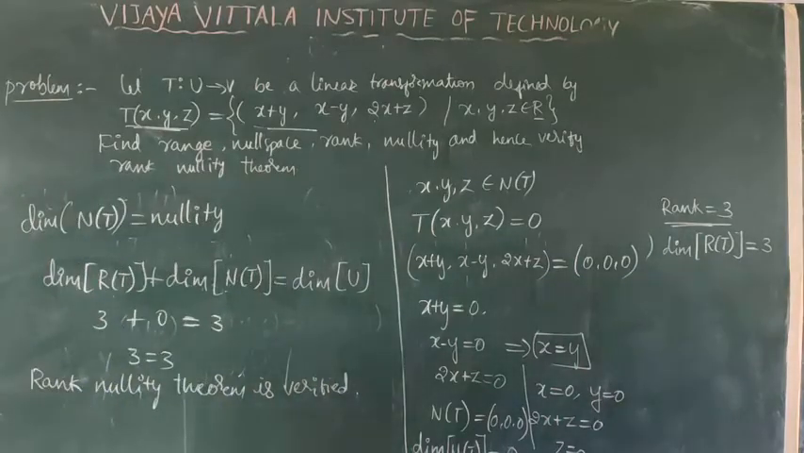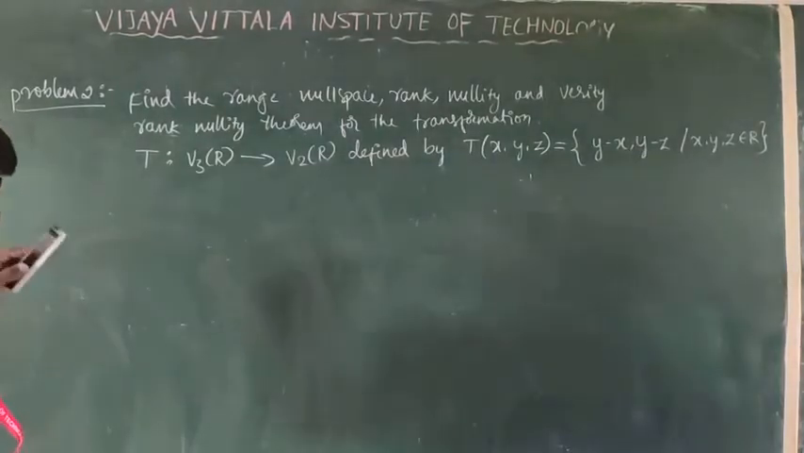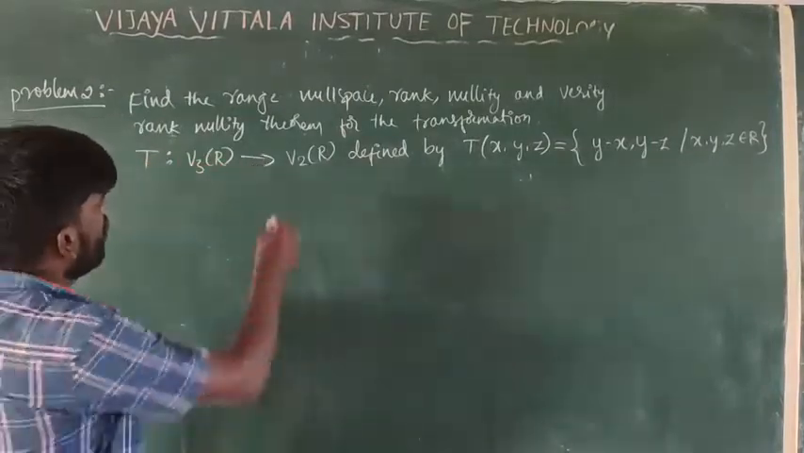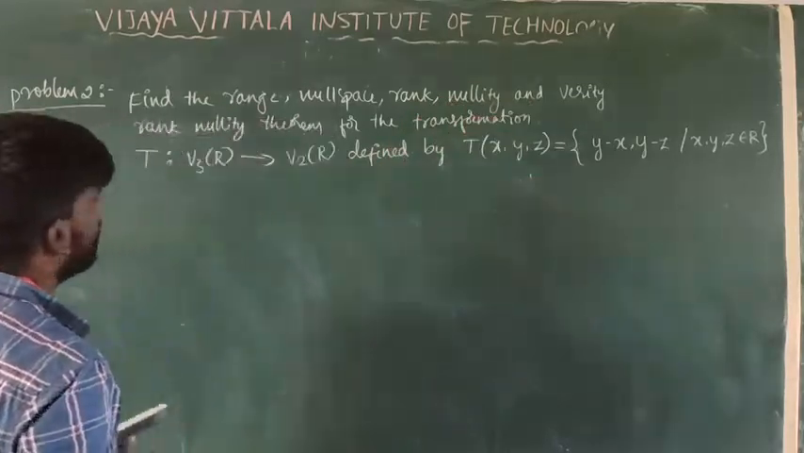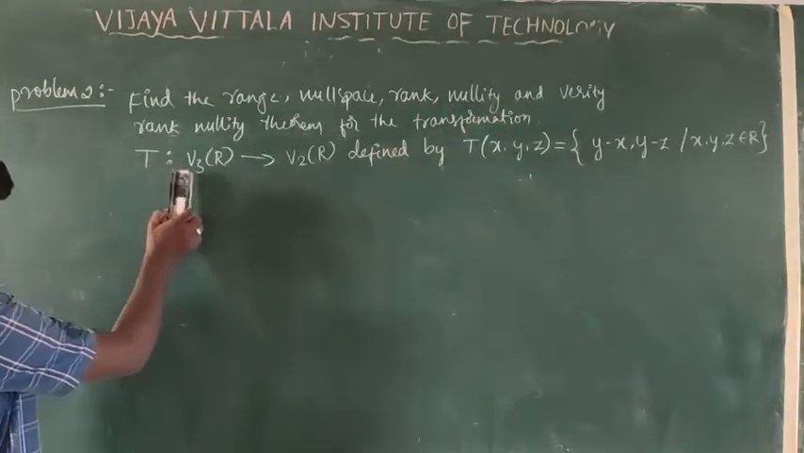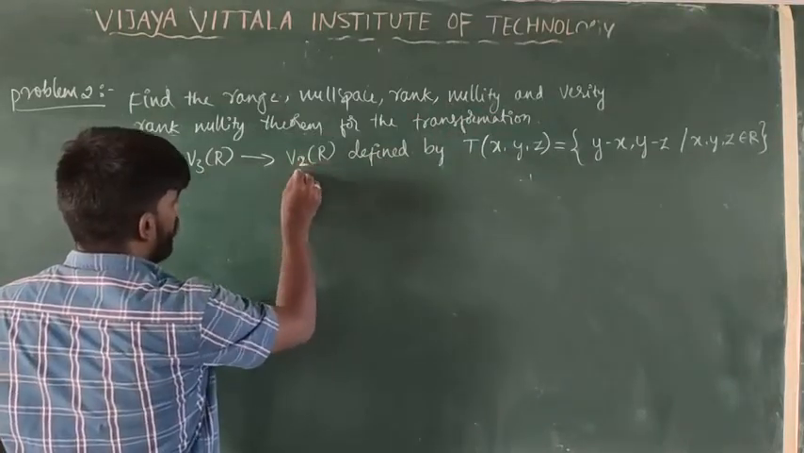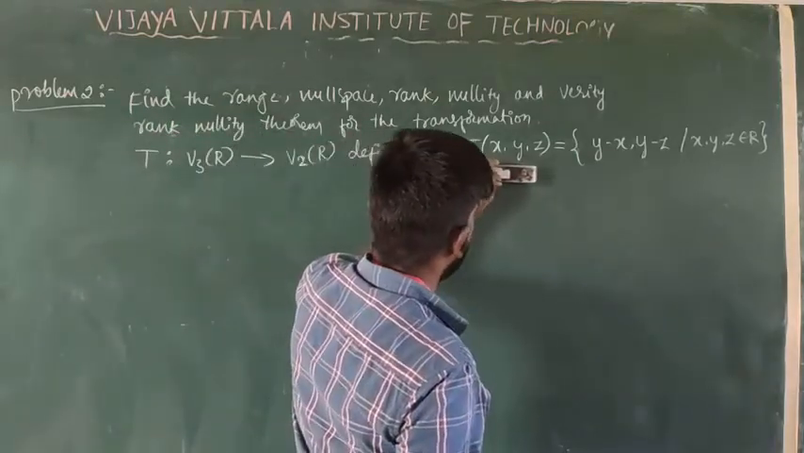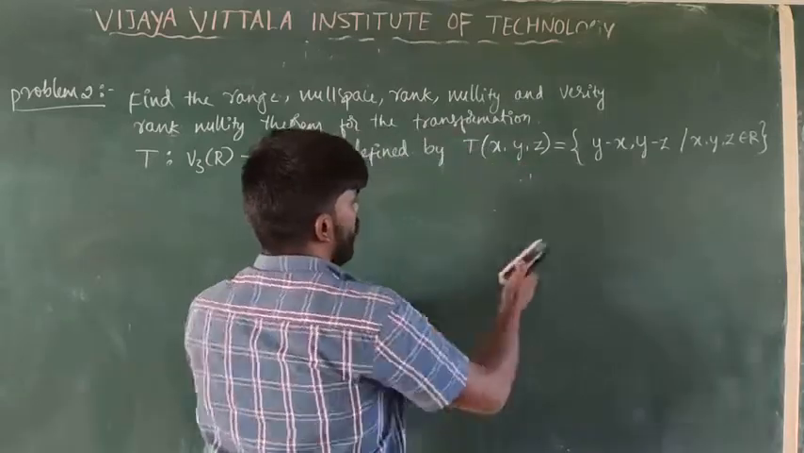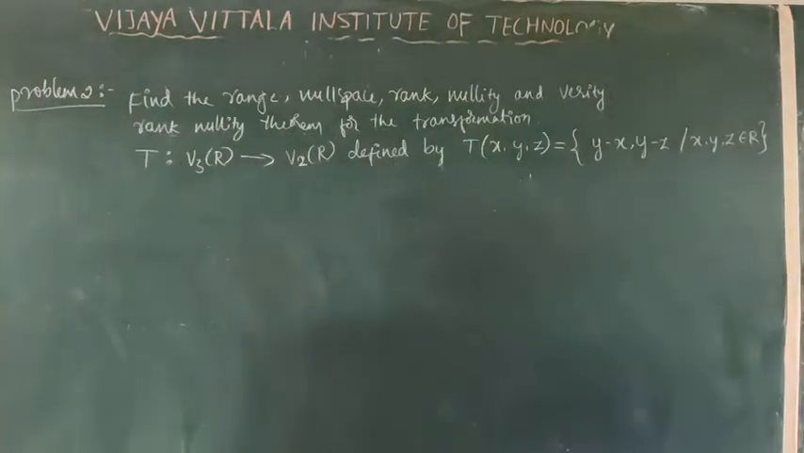Understood? This is the problem. We will solve one more problem on the rank nullity theorem. The problem is: find the range, null space, rank and nullity, and verify the rank nullity theorem for the transformation T from V3 of R, the 3-dimensional vector space, to V2 of R, the 2-dimensional vector space, defined by the linear transformation T of x, y, z equals (y minus x, y minus z), provided x, y, z belongs to R.